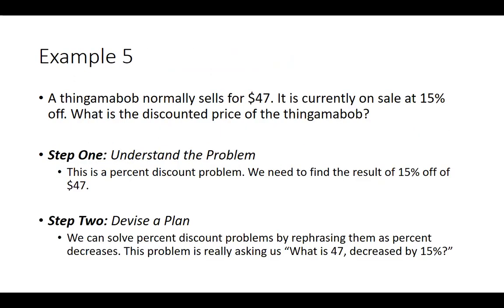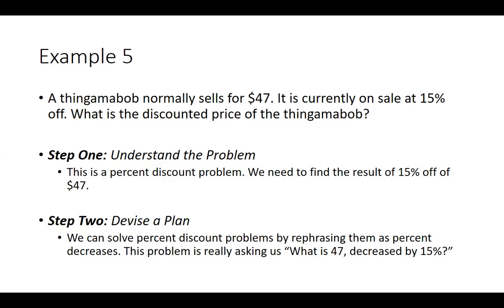So in example 5, we have that a thingamabob normally sells for $47. It is currently on sale at 15% off. What is the discounted price of the thingamabob? So understanding this problem correctly, we have that it is a percent discount problem. We need to find the result of 15% off of $47.